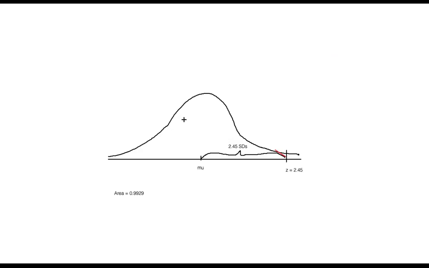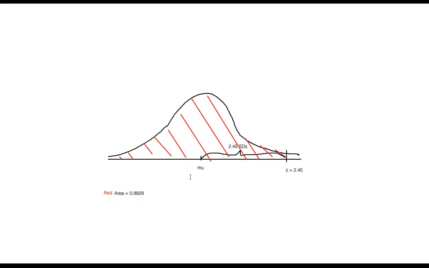so this entire area to the left of this particular z-score is 0.9929, the area to the left. So I'm just going to mark this by saying the red area is equal to 0.9929, the area to the left of this positive z-score.